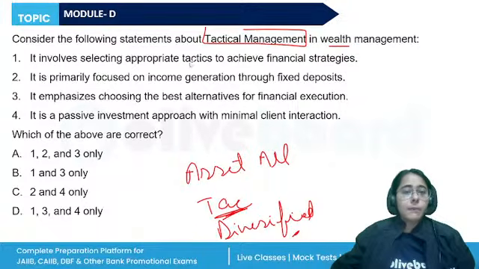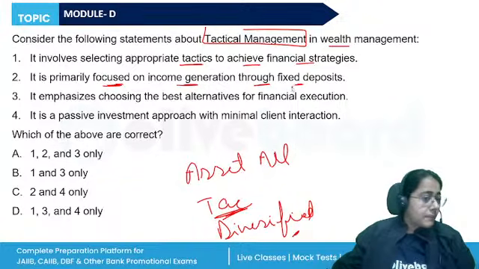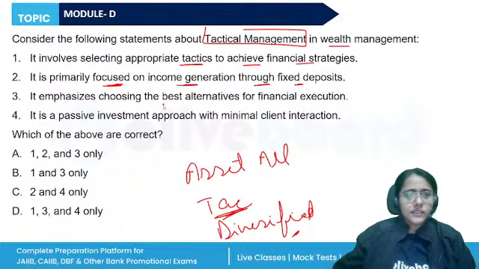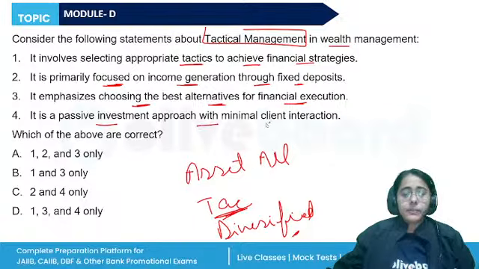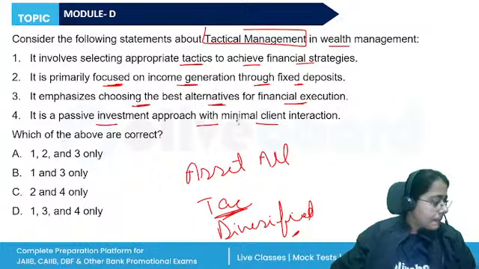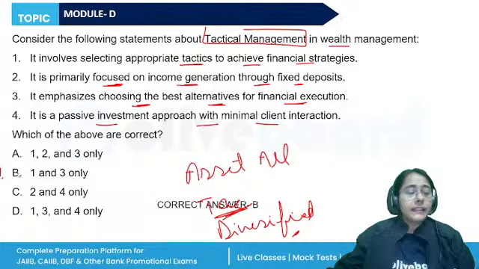Which of the following are correct about the second one, tactical management? One, it involves selecting appropriate tactics to achieve the financial strategies. Two, it is primarily focused on income generation through fixed deposits. Three, it emphasizes choosing the best alternatives for financial execution. Four, it is a passive investment approach with minimal client interaction. You need to select the correct statements. Yes, the correct answer is B, 1 and 3.